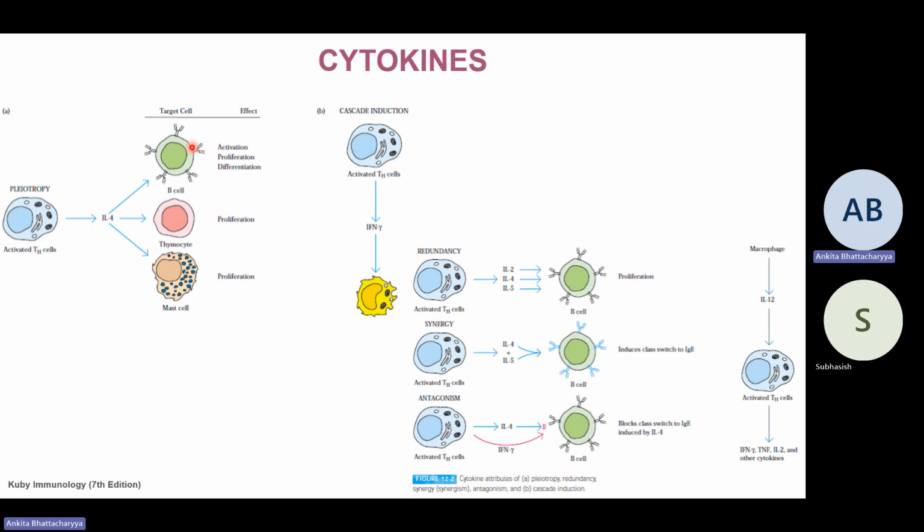For example, in the case of B cells, it leads to activation, proliferation, and differentiation. However, for thymocytes and mast cells, it is only able to trigger proliferation, right? So what you understand here is that despite the fact that IL-4 and the IL-4 receptor are the only participants in executing this effect, how it manifests is very different depending upon the target cell in question. This is understood as pleiotropy, which means that IL-4 has pleiotropic effects depending upon the type of target cell it encounters. That's the conclusion from here.